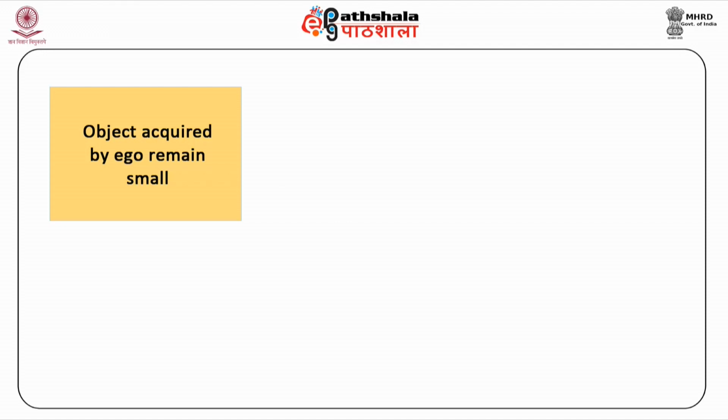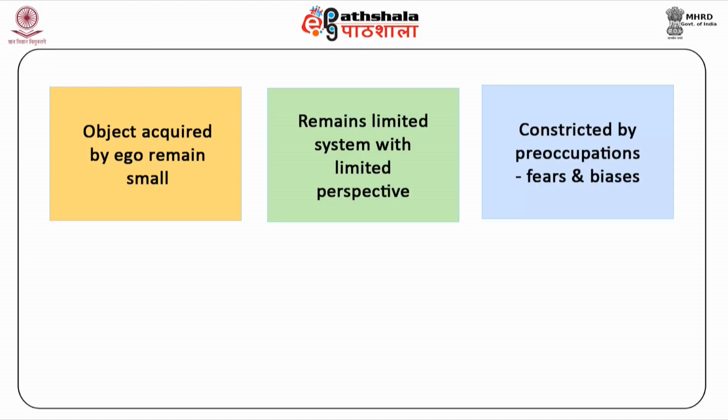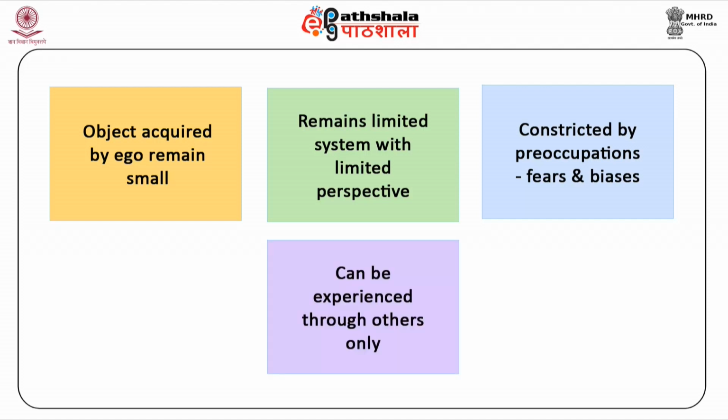Though the ego seeks to extend itself, it remains a limited system within the individual with a limited perspective. It is inevitably constricted by preoccupations, fears, and biases created by identifying with certain qualities and excluding others. It is inherently limited because it can experience only through the subject-object mode of consciousness.